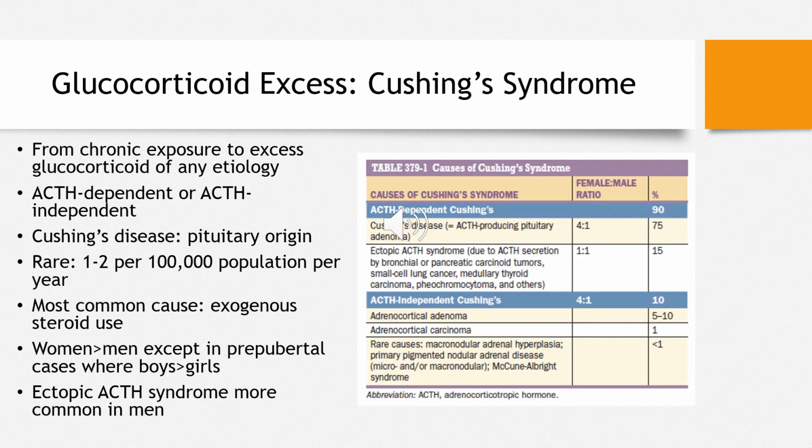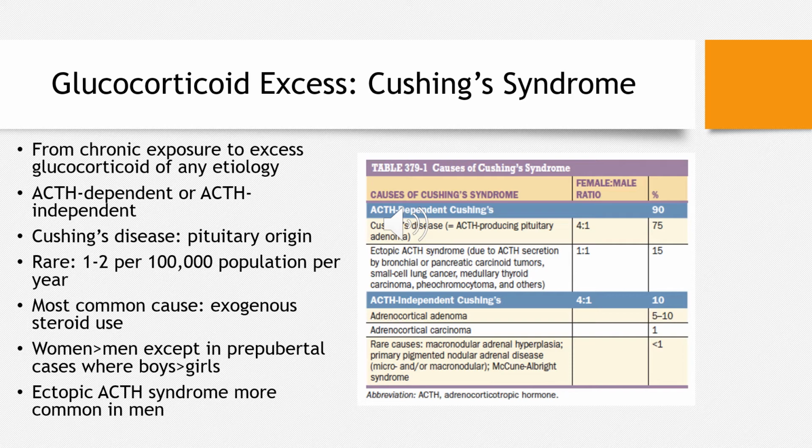The first one is Cushing's syndrome. Cushing's syndrome comprises the symptoms and signs associated with prolonged exposure to inappropriately elevated levels of free plasma glucocorticoids of any etiology, be it pituitary or adrenal Cushing's, or the rarer ectopic tumors producing ACTH or cortisol.